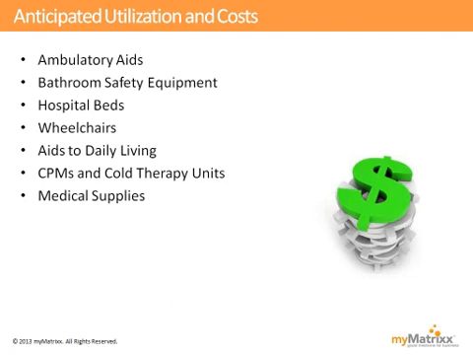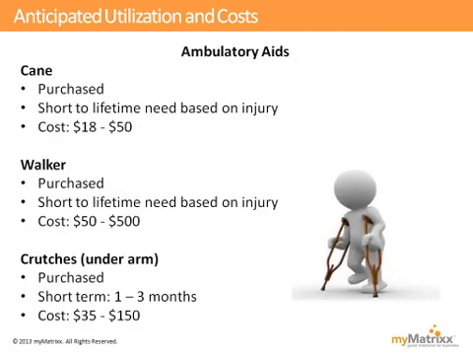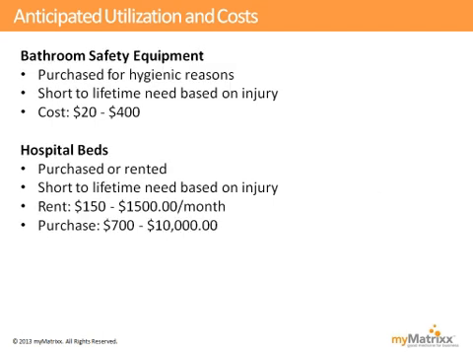So some average utilization and cost. Canes, walkers, crutches, ambulatory products, typically all three are purchased items. The short-term to lifetime need: 1 to 3 months for the crutches. Average cost for a set of crutches, $35 to $150. Those canes that we talked about, the variance in cost, $18 to $50. Walkers, $50 to $500. And these are just retail averages.